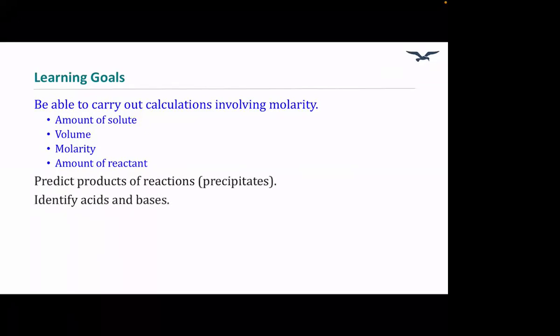Predict products of reactions. So we have to start to be able to see kind of what we would expect to form as we put certain reacting species together. And that comes with time. It comes with more and more exposure to different chemical reactions and different chemical species. But ultimately, we want to start to get a feel for predicting some of these things that we might see form, that you're doing in lab.